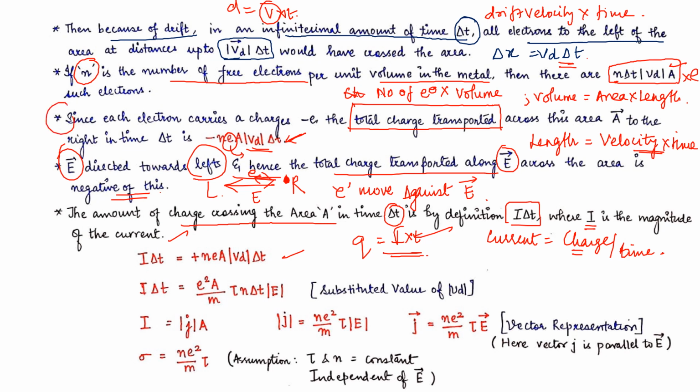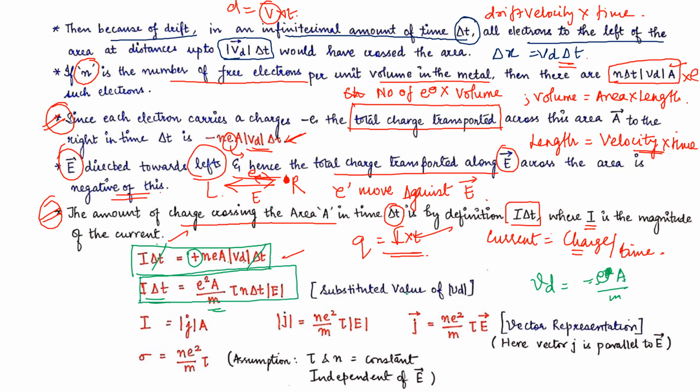Now we are equating the equation from this point and the equation from this point. I del t equals plus n e A Vd del t. Now del t and del t will get cancelled out and we will get the value of I as n e A Vd. Substituting the value of Vd, Vd equals minus e square A upon m. So this minus and the already existing minus will get cancelled out, and we will get this particular equation.